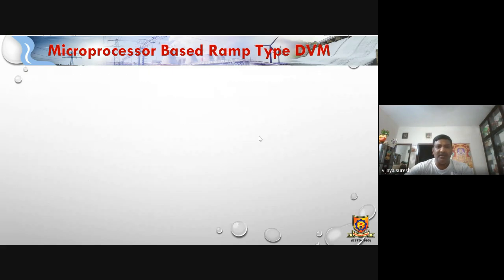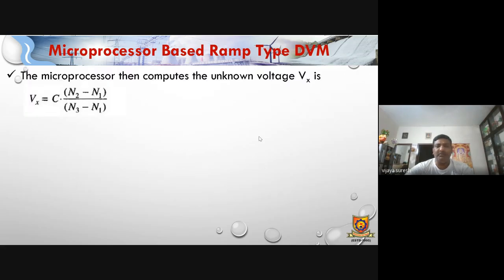There is some expression here. It will take 2 minutes, so we'll wind up this class. Vx is the unknown input voltage. So there are three different times, delta T1, delta T2, delta T3. Here N1 number of pulses, N2 number of pulses, N3 number of pulses.